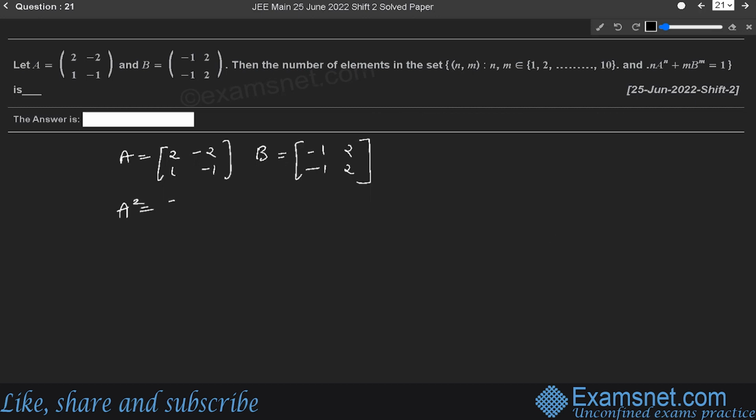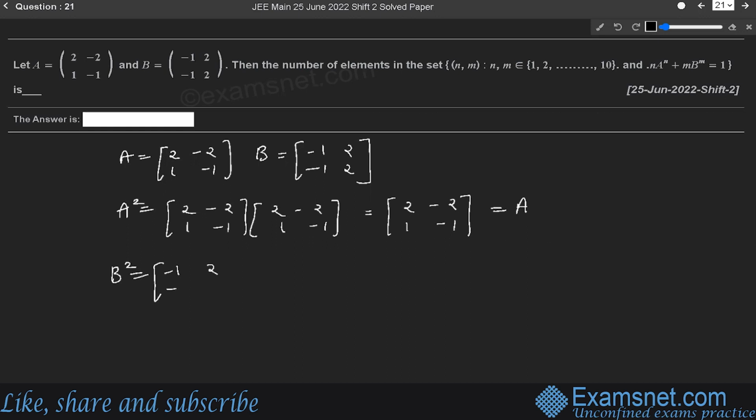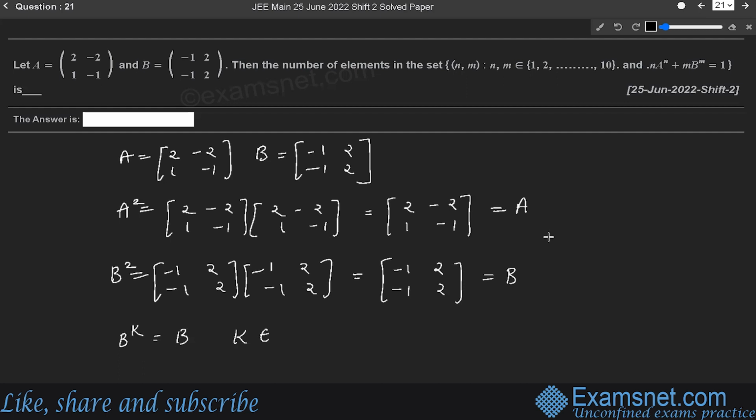So A squared will be [2, -2; 1, -1] into [2, -2; 1, -1]. So this will be equal to [2, -2; 1, -1], which is equal to A only. Similarly, B squared will be [-1, 2; -1, 2] into [-1, 2; -1, 2]. So this will be equal to [-1, 2; -1, 2]. B squared is also equal to B. So we can say that B to the power k is equal to B, where k belongs to I.